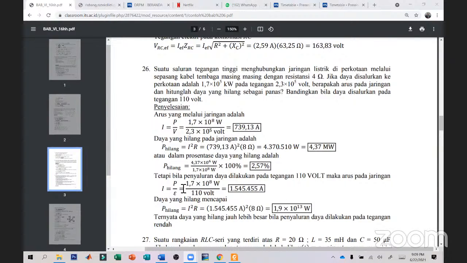Jadi daya hilang kan semakin banyak kalau kita menyalurkan dalam tegangan rendah. So we have to transfer the electricity in high voltage to reduce or to minimize cost. Okay.